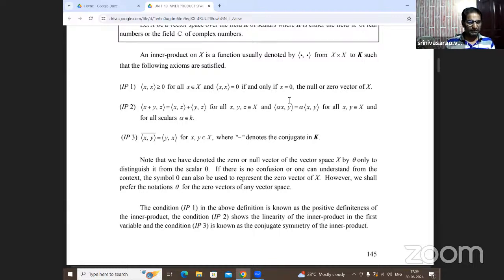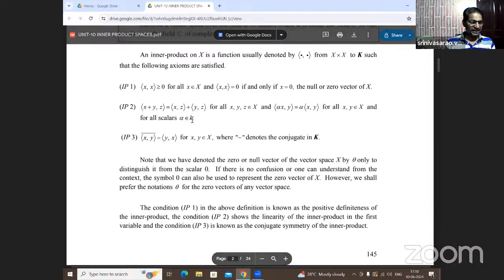Now here is the scalar multiplication with respect to y. Let alpha be any element of the field. So we take alpha outside: alpha times the inner product of x and y can also be written as the inner product of alpha x and y. This is the linearity condition.